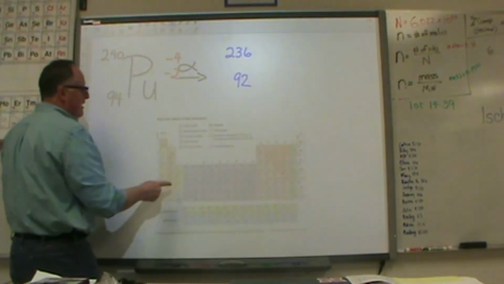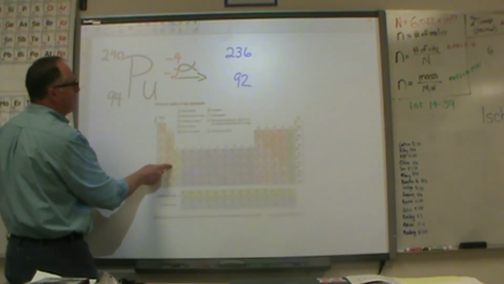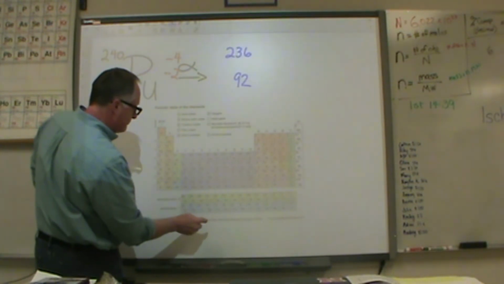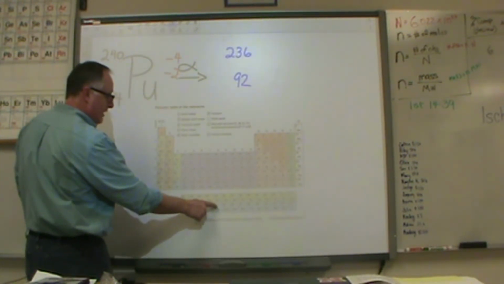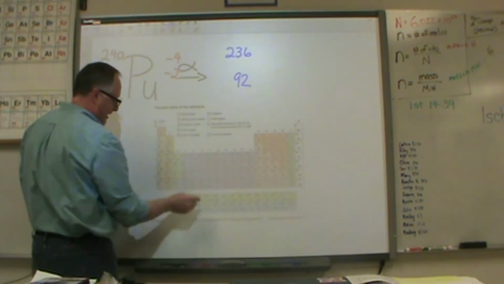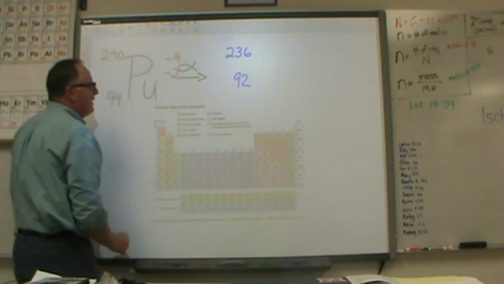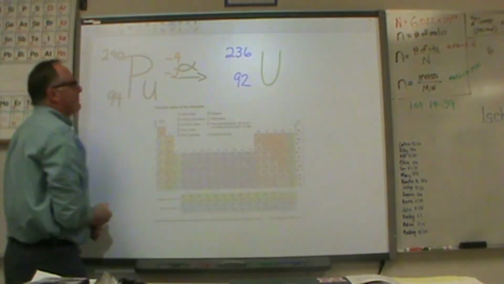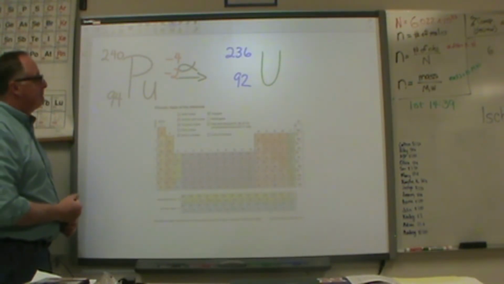There it is. If I look on your periodic table, here is plutonium, and it's number 94, but now it's changed into 92. So I'm going to look back at 92, and 92 is uranium. So we already knew that. They showed us that before. So it's now decayed into uranium.